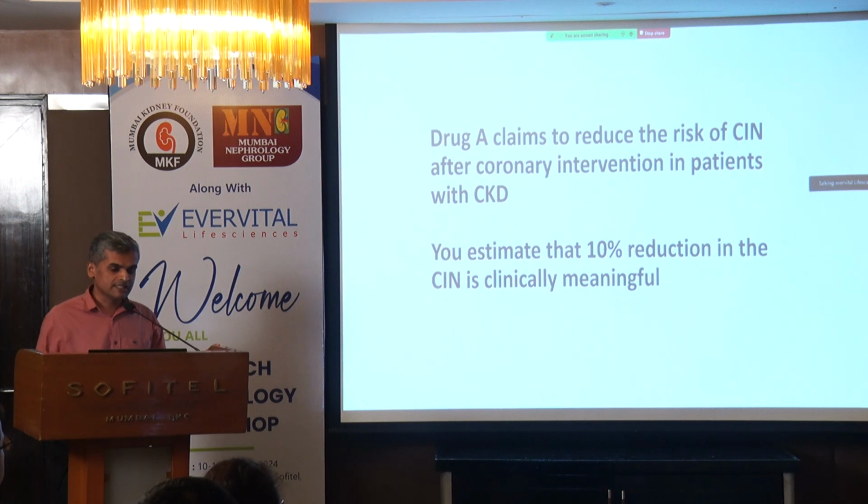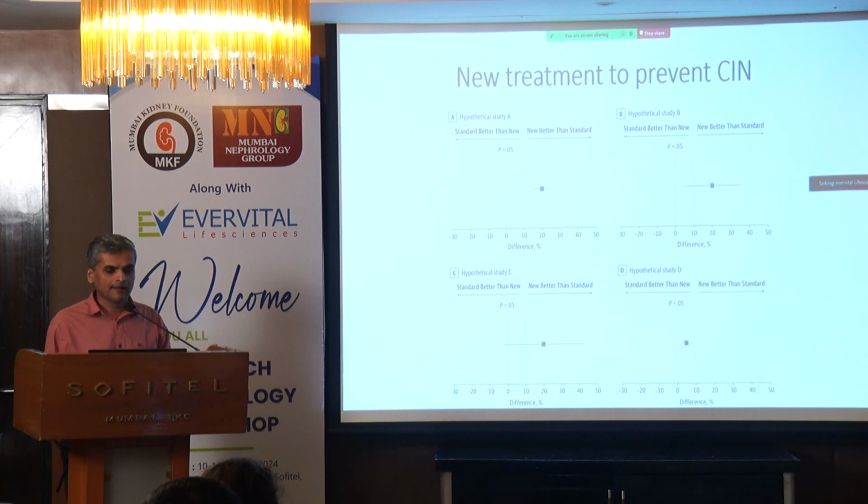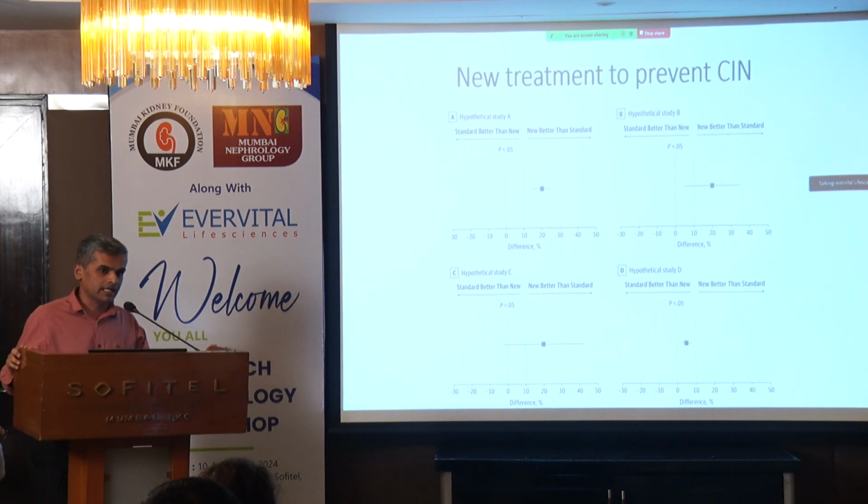Now, take for instance a drug A. It claims to reduce the risk of contrast-induced nephropathy after coronary intervention in patients with CKD. Now, this is a very high risk population, already CKD and coronary intervention risk of AKI, and you believe or estimate, judge, that a 10% reduction would be at least a significant reduction if a drug does that. And we have 4 hypothetical trials.